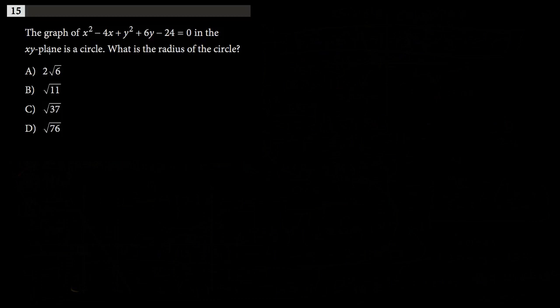The graph of x squared minus 4x plus y squared plus 6y minus 24 equals 0 in the xy plane is a circle. What is the radius of that circle? In order to solve this question, you need to know the circle equation.